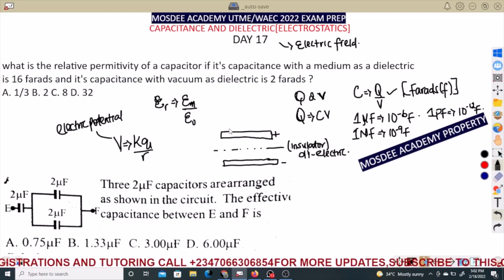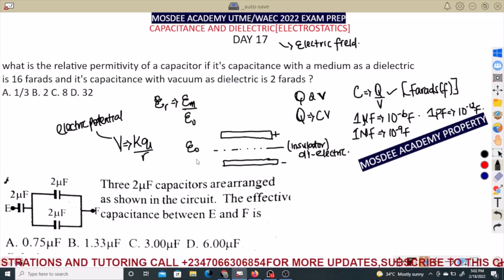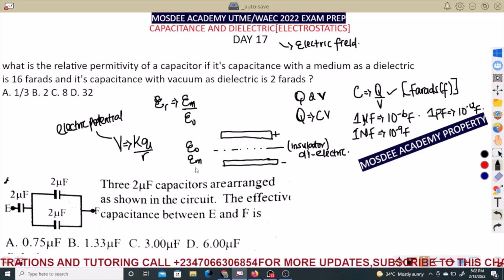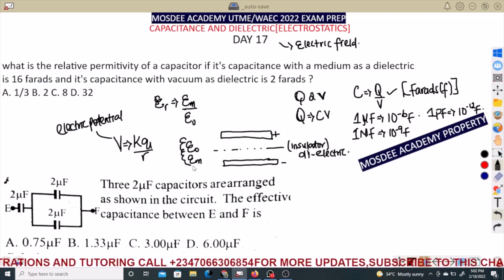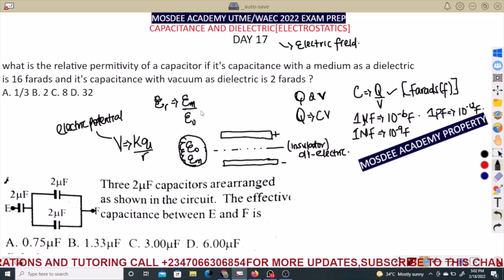Now, the dielectric is related in terms of vacuum. We write it as epsilon naught. And in terms of a medium, we write it as epsilon n, you can see. So we now give it a definition which we call relative. So relative dielectric is the dielectric in the medium divided by that in vacuum.